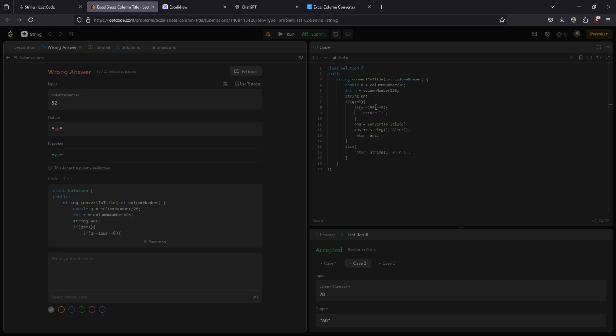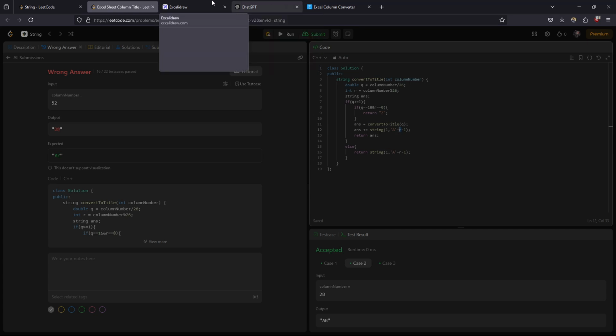Okay, so 52 means the answer should be AZ. Yes, that's right. So we need a separate condition for remainder. As the remainder here is 0, it becomes A minus 1, which is at the rate. So that's why we got at the rate. Then we got B, so it returned B. Why did it return B?